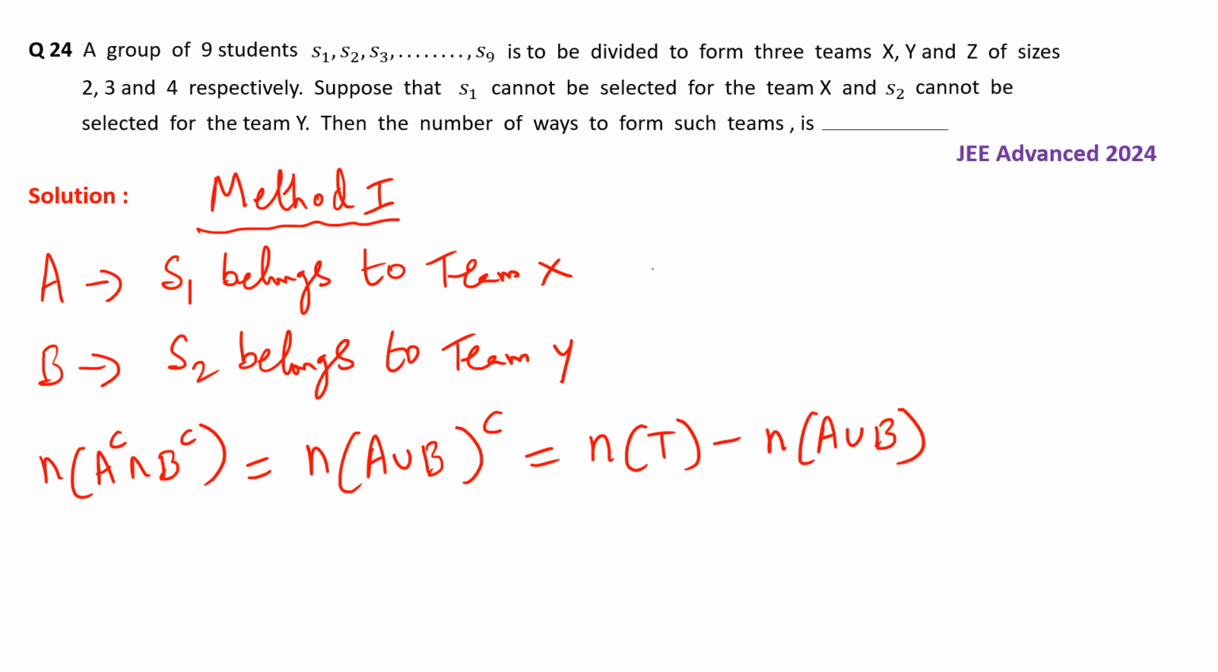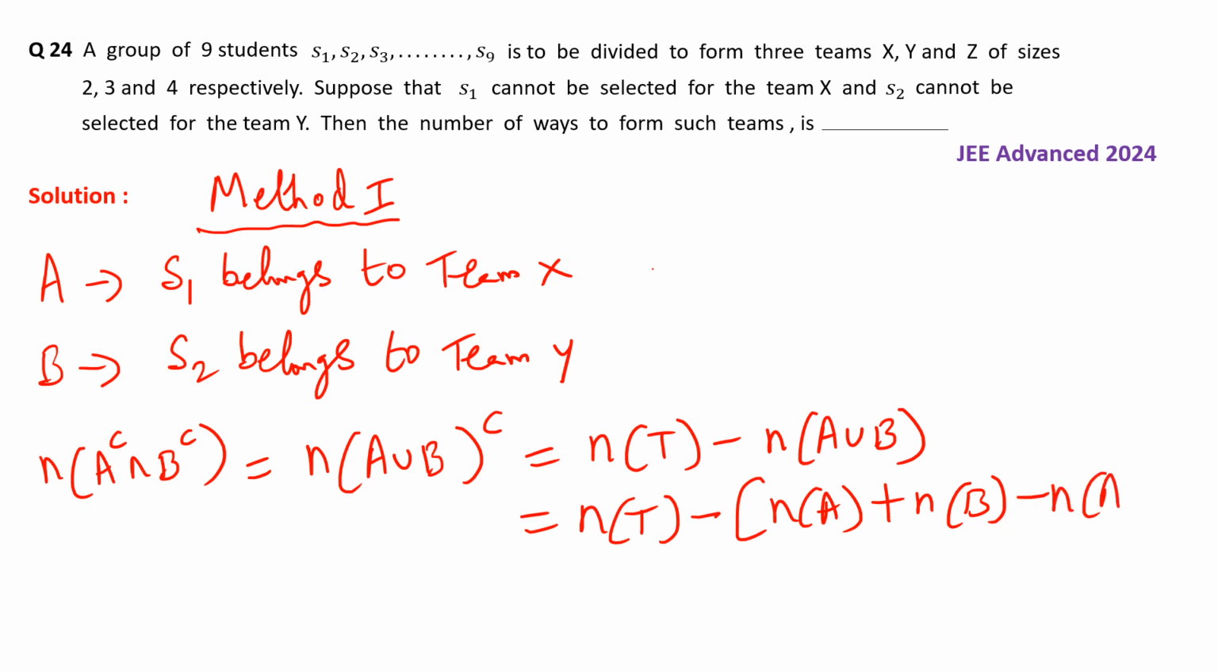Now, what is NT over here? NT represents the total number of ways of forming these teams without applying any conditions on S1 and S2. Right? Now, students, just use the formula for N(A union B). It becomes NA plus NB minus N(A intersection B). Now, I'm just finding their values.